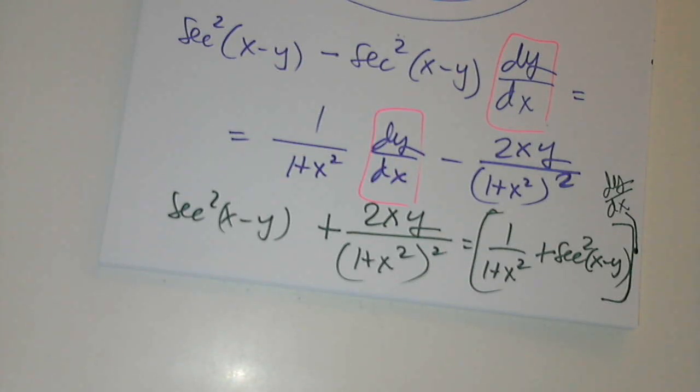I don't see anyone surprised. I'm not surprised. Okay. Good. So I move this term to the other side next to secant squared. And I move this term to the right-hand side and also factored out dy over dx. So I have 1 over 1 plus x squared and then plus secant squared of x minus y, times dy over dx right here. Finally, I will divide that by this to get dy over dx. Agreed? Perfect, so let's do that.